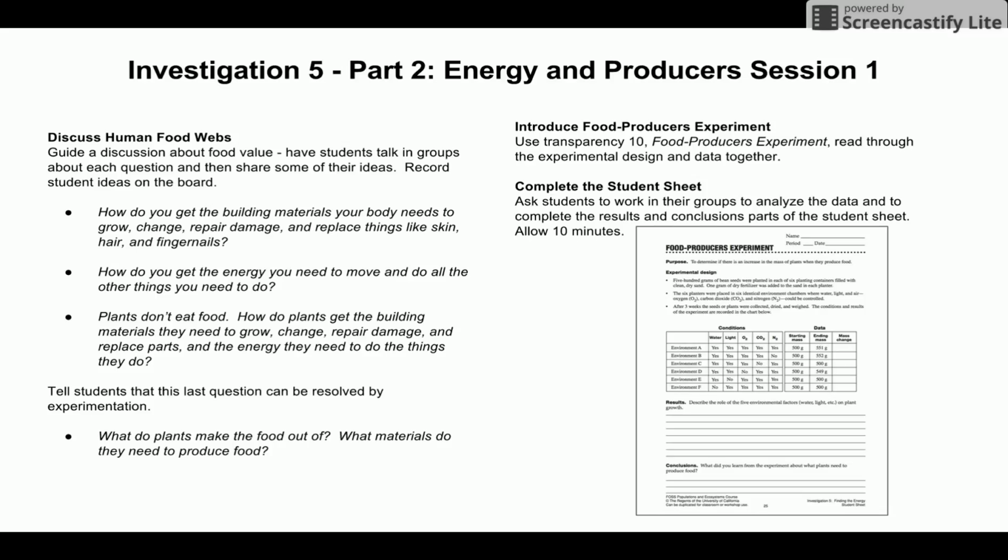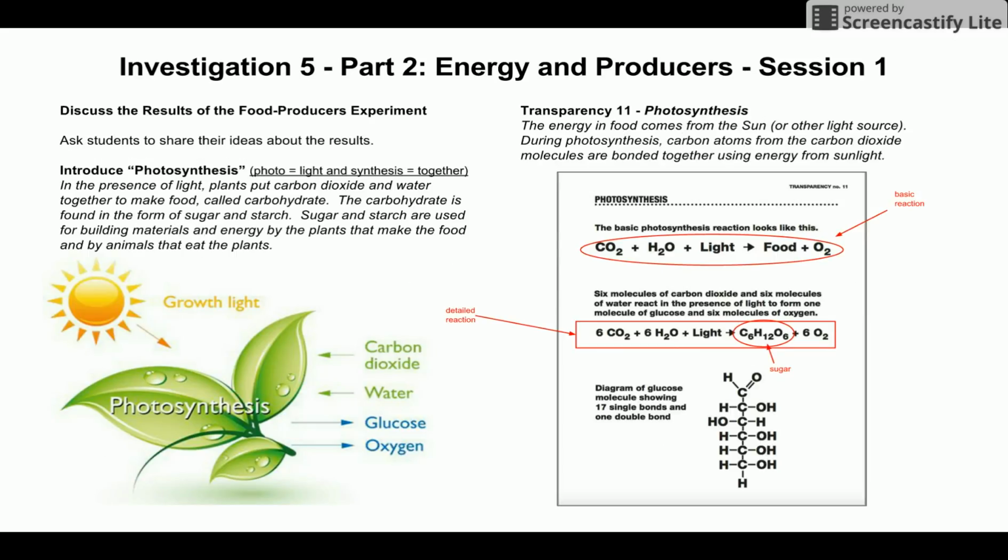Read through the experimental design and data with the students. Have them work in groups to analyze the data, to complete the results, and to write a conclusion. Discuss the results of the food web experiment. Have students share out their ideas about the results. Then introduce students to the word photosynthesis, showing them how parts of the elements in the environment are used for plants to make their own food. Discuss the chemical composition of photosynthesis.